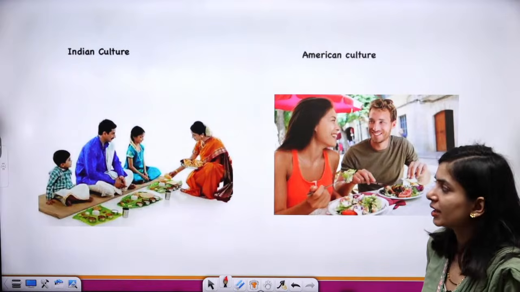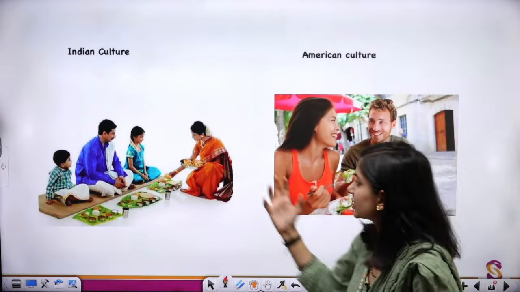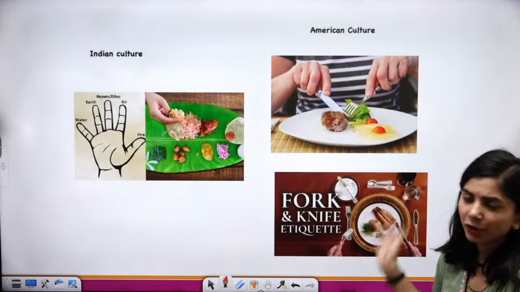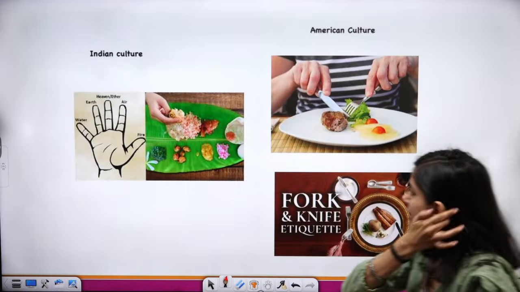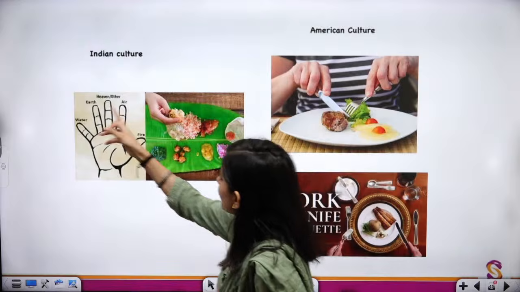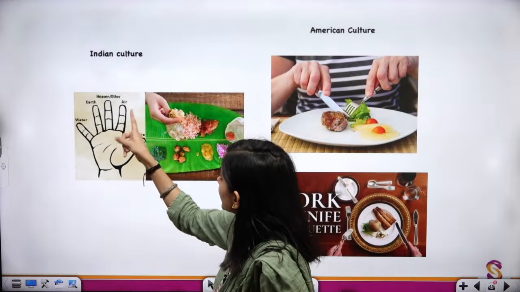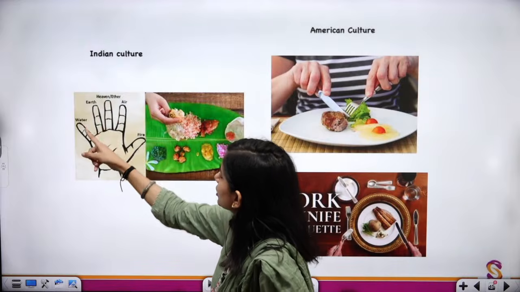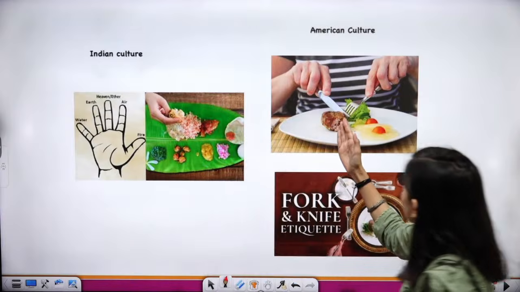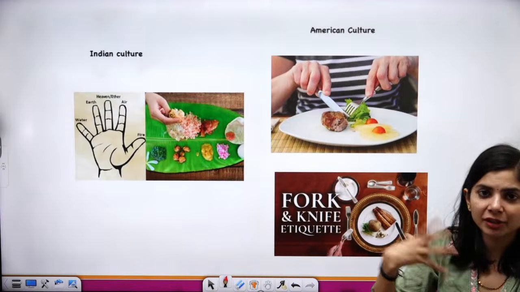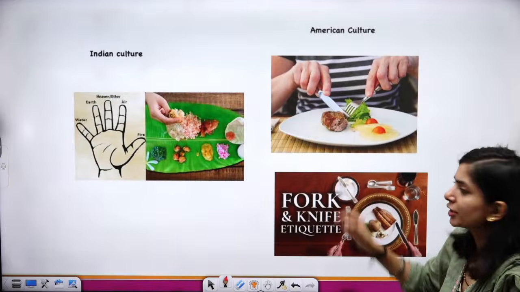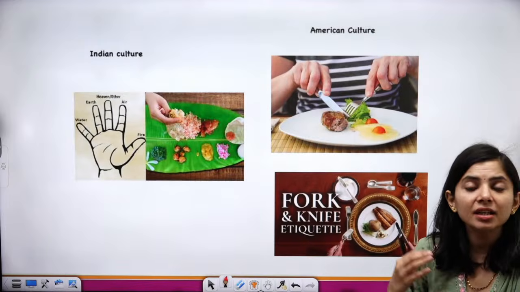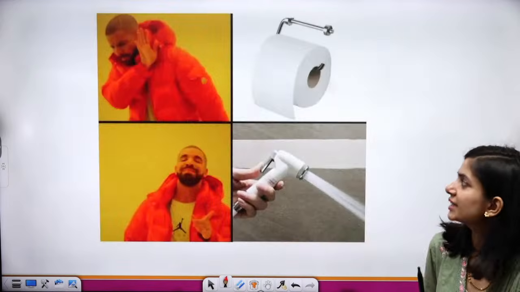So everything is here. For example, in Indian culture, the way of eating is different. In foreign culture, it is different. In Indian culture, we use the five elements of our hand, that is fire, air, heaven, earth, water. Whereas in American culture, they do not have those. They are just eating with a fork and knife. So these are the cultural differences you can easily understand.